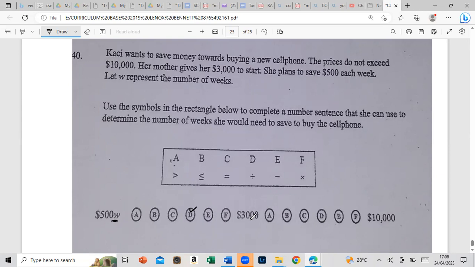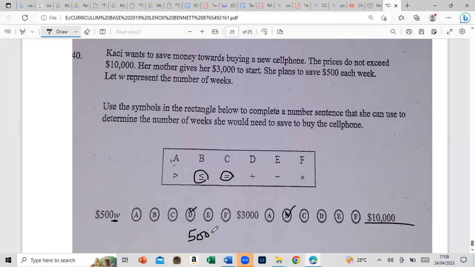is... You don't necessarily have to be equal, it can be less than or equal to. In case you want to save the money towards buying the phone, the price does not exceed. Notice they say does not exceed. So it does not have to be exactly equal. It says does not exceed. So that means I would go with less than or equal to, because guess what? So I'm going to go with B for this part. So I'm going to choose D. It didn't say it is exactly 10,000.